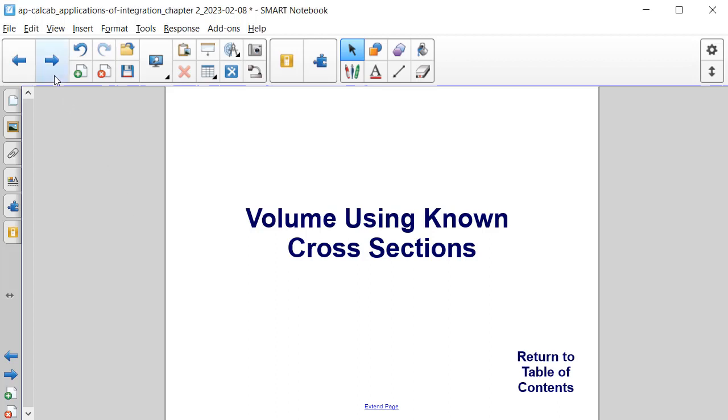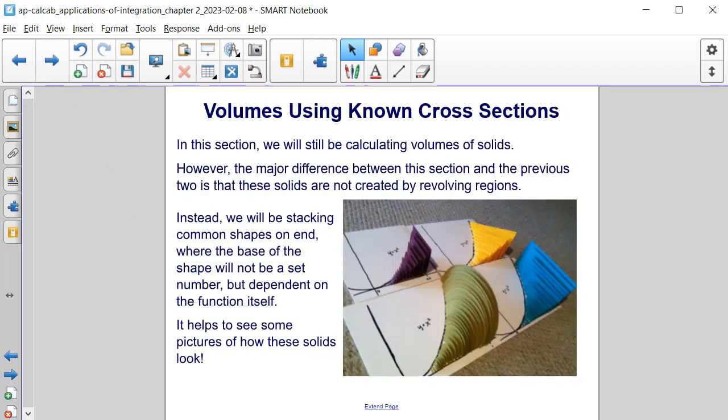Volume using known cross-sections. In this section, we will still be calculating volumes of solids. However, the major difference between this section and the previous two is that these solids are not created by revolving regions. Instead, we will be stacking common shapes on end, where the base of the shape will not be a set number but dependent on the function itself.